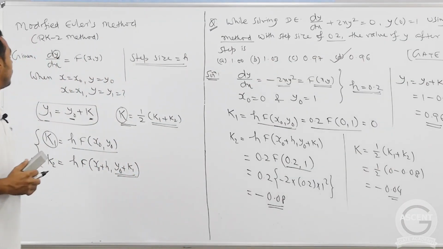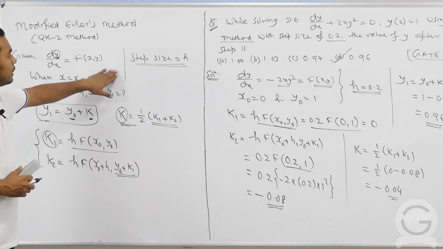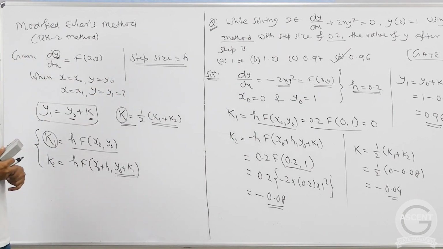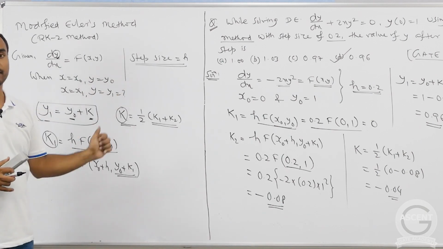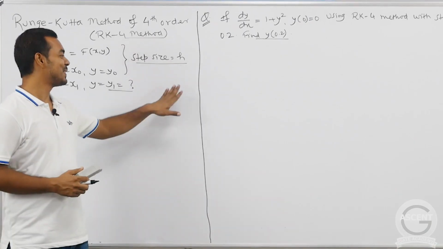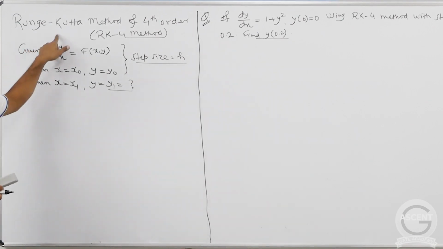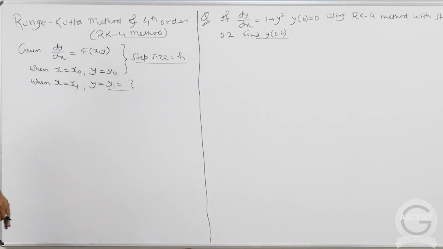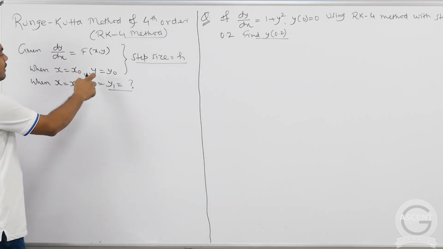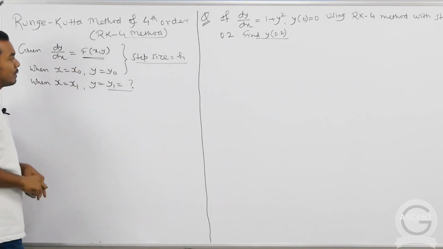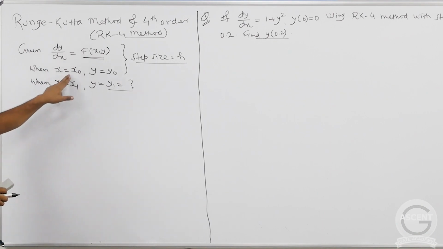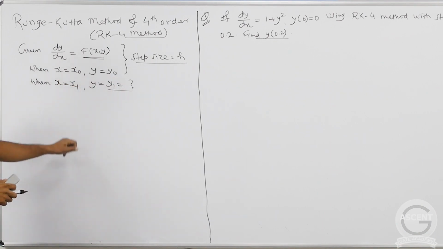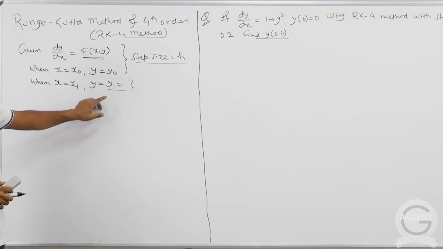So this was all about the modified Euler's method or RK2 method. Now we have to learn one more technique for numerical solution of ordinary differential equations, that will be the RK4 method. So our last method is the Runge-Kutta method of fourth order or RK4 method. So here also we have the same problem. The differential equation that is given to us is dy by dx equals some function of x, y. When x is x0, the value of y is y0. When x is x1, then we need to calculate the value of y.